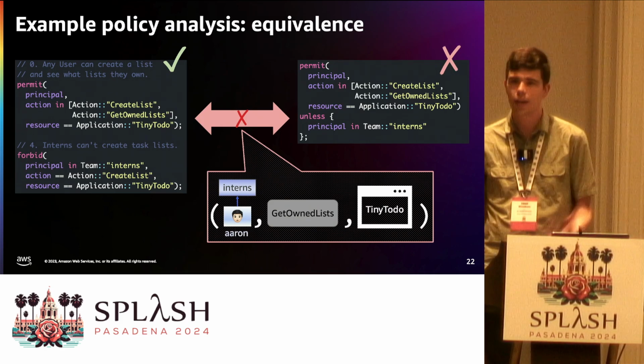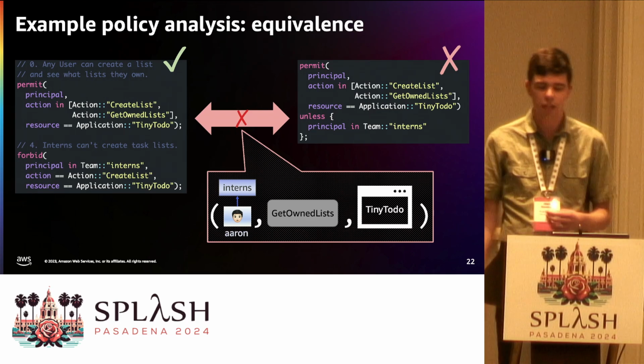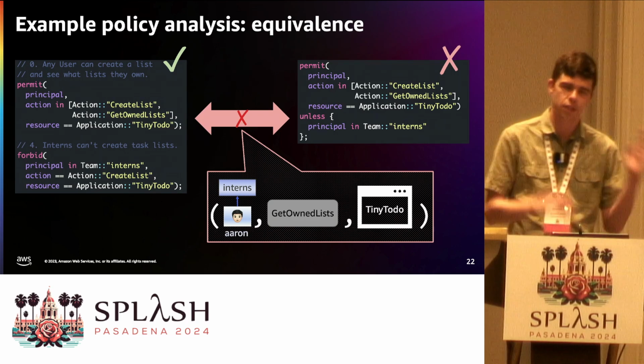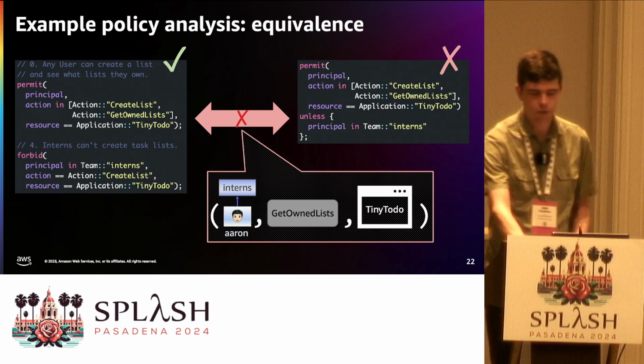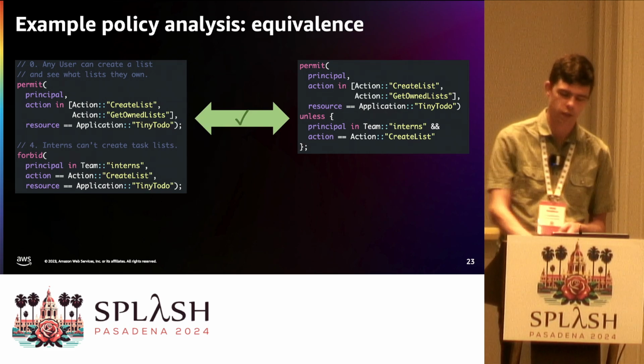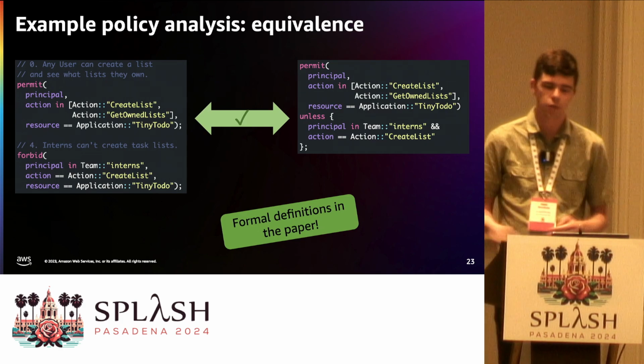And it will give me a counterexample: in this case, if Aaron is an intern and tries to take the get own list action, that will produce an allow on the left and a deny on the right. So I can fix the problem and then run it back through the SMT solver, and it will tell me that they're equivalent. Formalisms for exactly how this compilation to SMT works and how we use solvers is all in the paper as well.